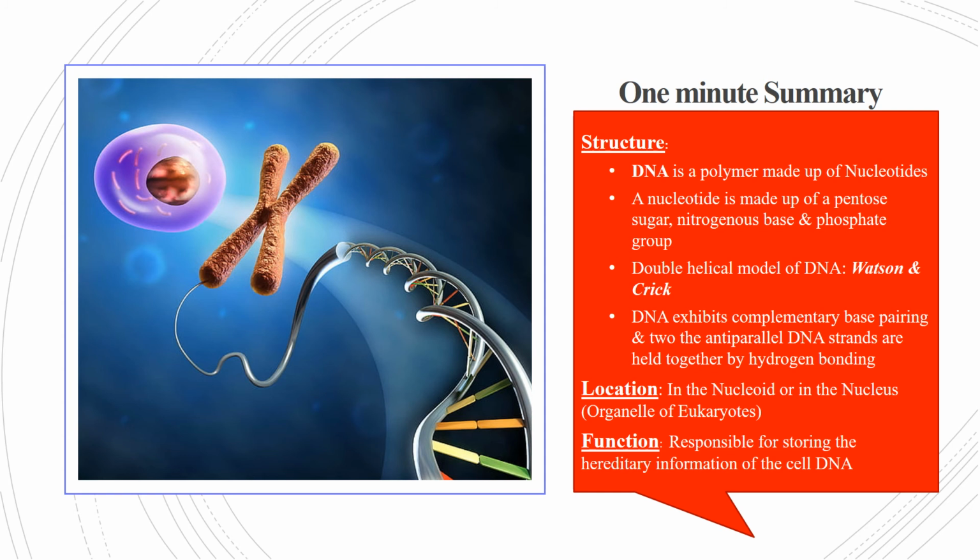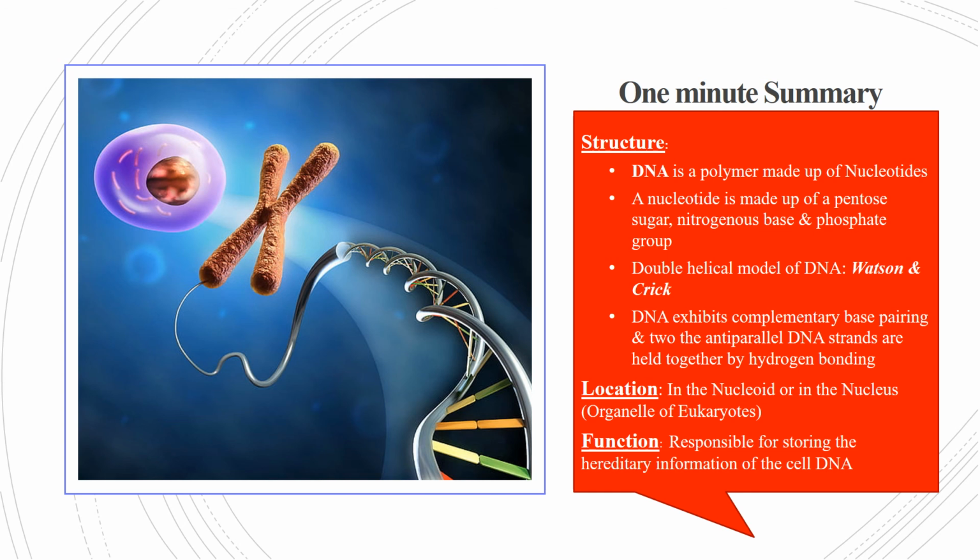DNA is a polymer made up of nucleotides. Each nucleotide is made up of a pentose sugar, a nitrogenous base, that is adenine, guanine, thymine, or cytosine, and a phosphate group. The nucleotides are held together with the help of phosphodiester bonds. The double helical model of the DNA was proposed by Watson and Crick, who stated that DNA exhibits complementary base pairing, that is, A pairs with T and G pairs with C, and that the two strands of the DNA molecule are held together by hydrogen bonding.